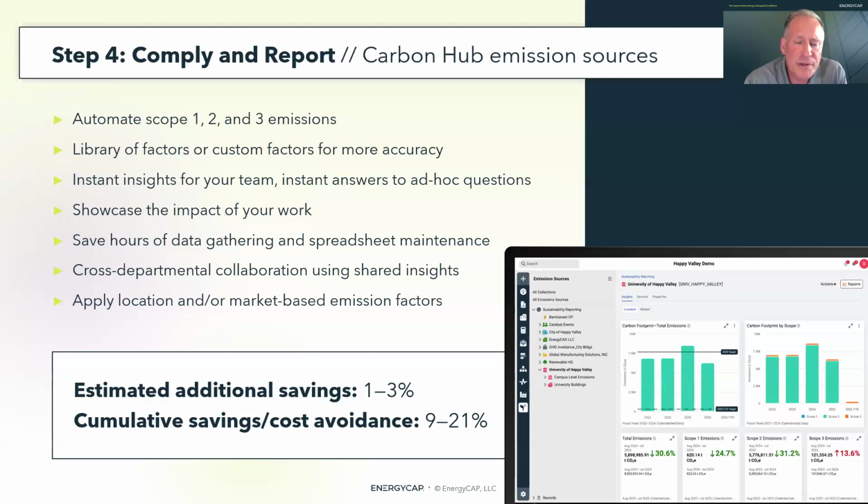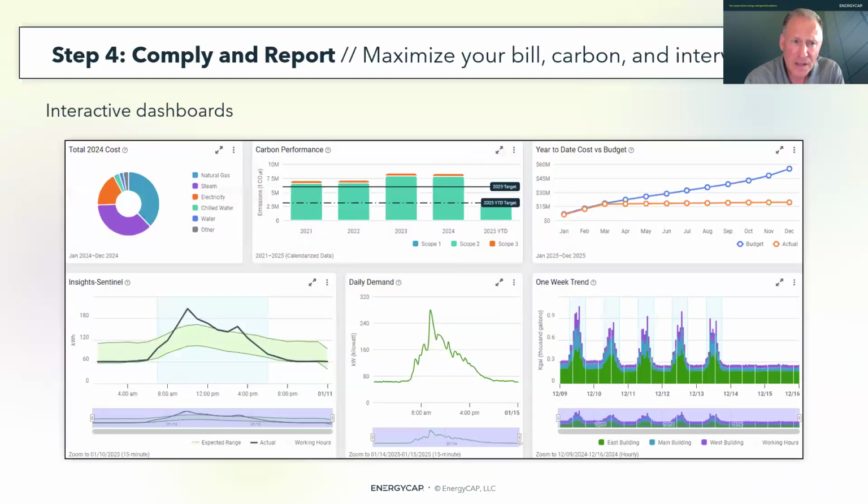So we have a tool within EnergyCap called Carbon Hub that helps you communicate out to the stakeholders about how you're doing with emissions. It also is great because you can apply location and market-based emission factors. There's a library of factors there for you to work with. This, again, is a wonderful thing because it helps inform those interested how you're doing. And I can tell you, the more transparent this process is, the more people will buy in and the further you'll get.